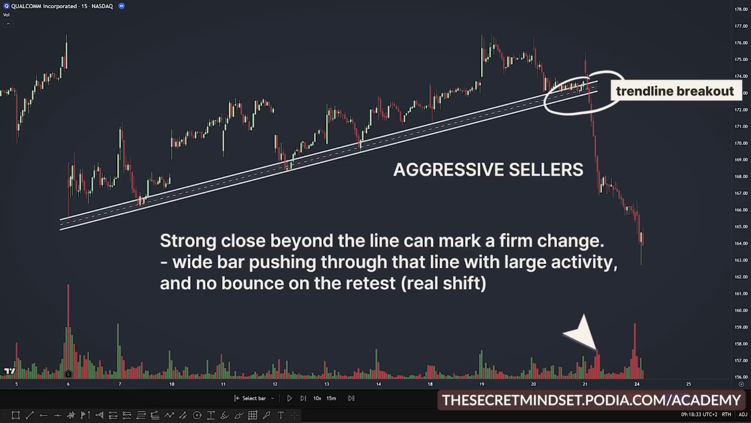You might see a giant volume bar as the final push, and price continues well below the line. That can warn that sellers stepped in aggressively. The line no longer stands in their way.